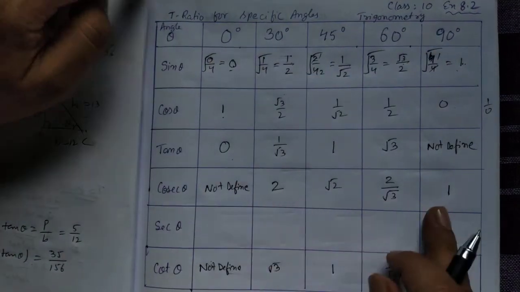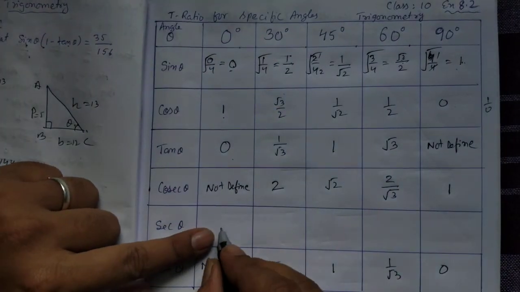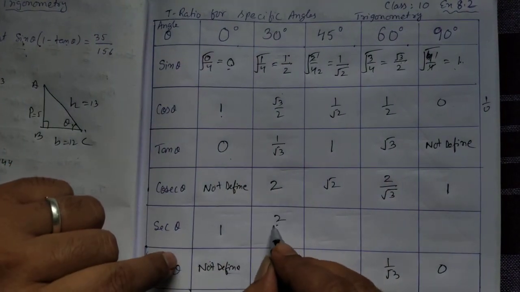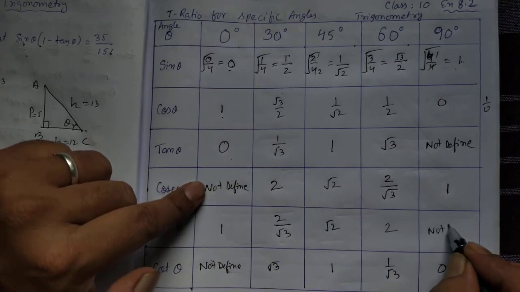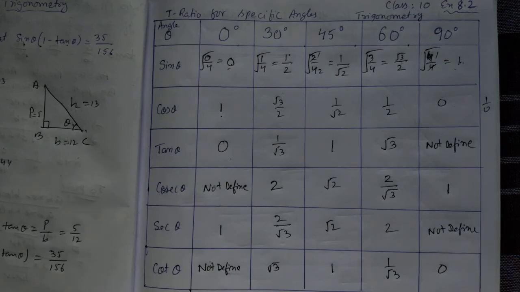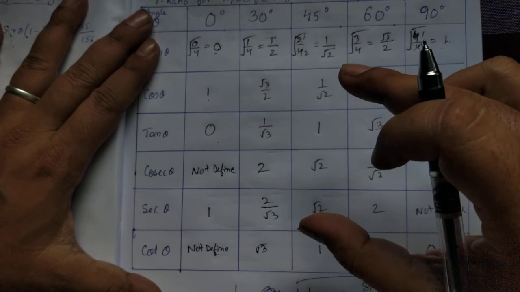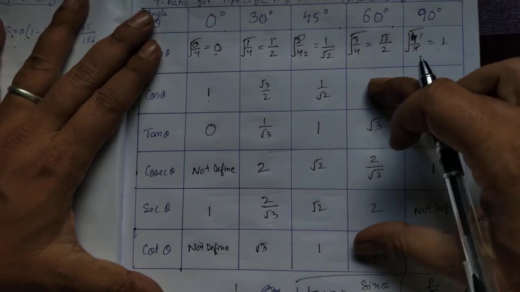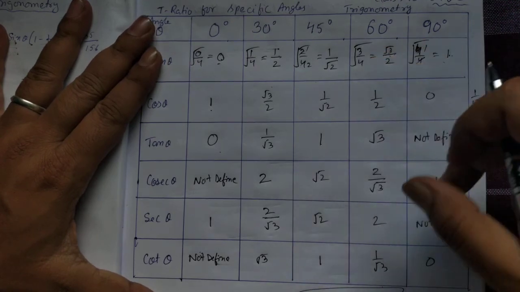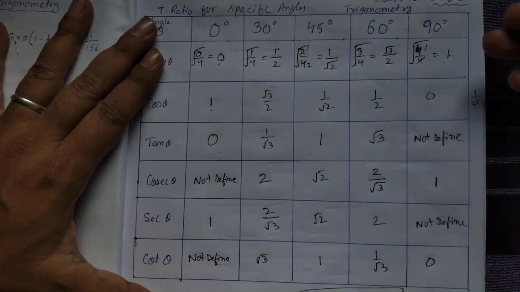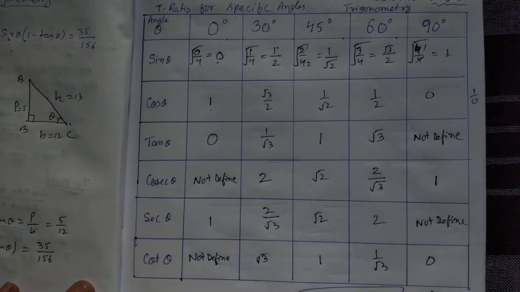So once we get cosec, sec will go like that. Clear? That means 1 will come here, 2 by root 3, root 2, 2, not defined. This is how we make the table. But it's very important you remember the table to do the exercise. Please go through the table before we do the exercise, and try to memorize the table. It's good for you. Thank you so much. Pause the video and write everything.